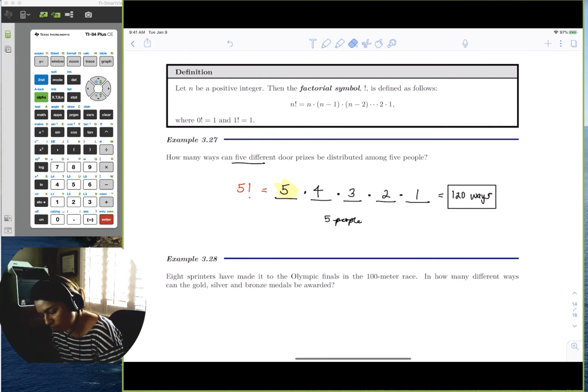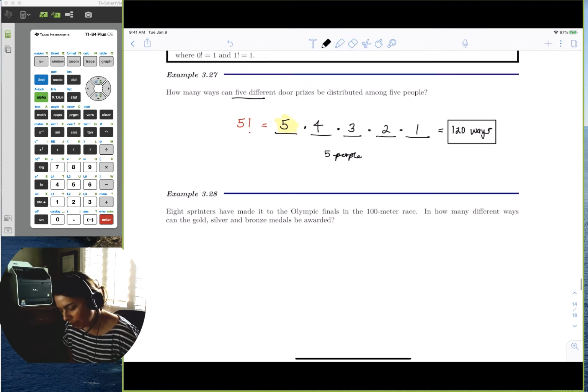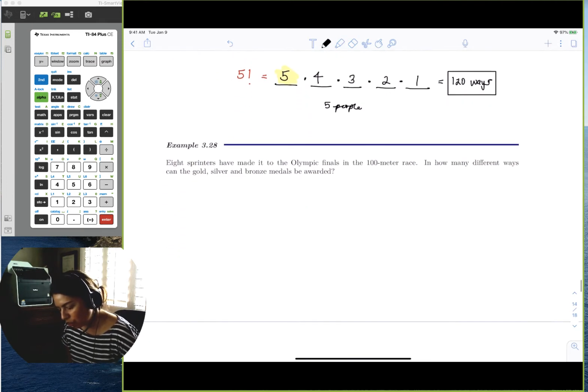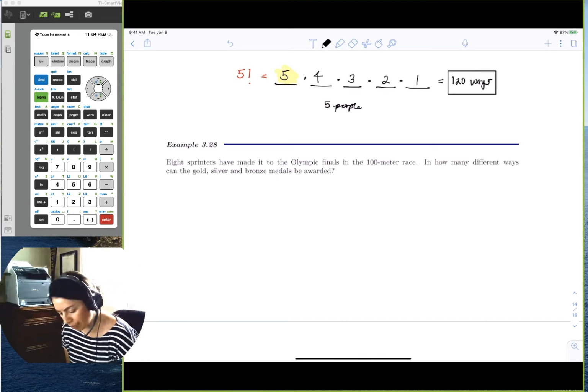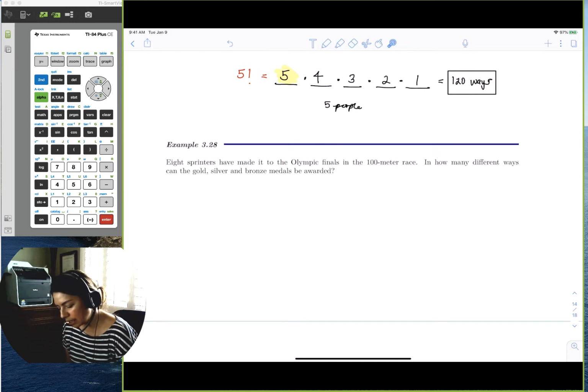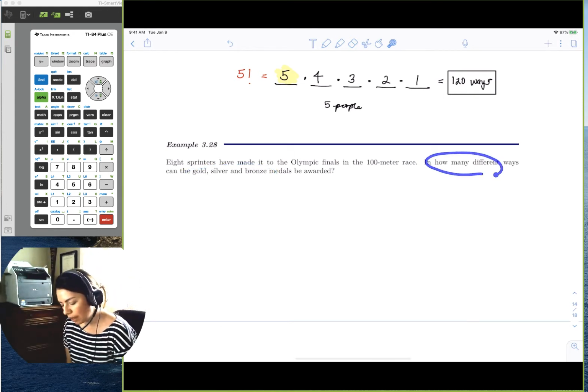Okay, now let's look at a cool type of example. So we have 8 sprinters and they want to make it to the Olympic finals. And the Olympics only has the gold, silver, and bronze medals. So how many different ways can we award them?